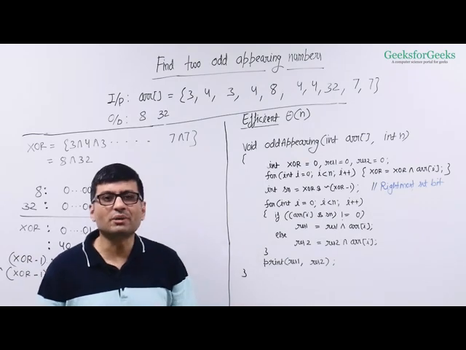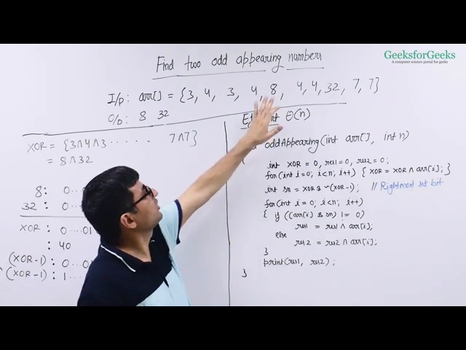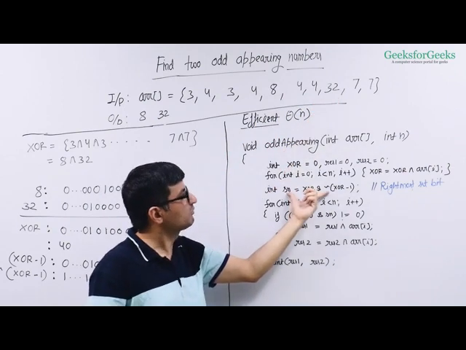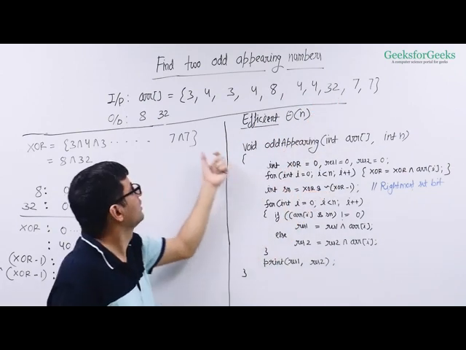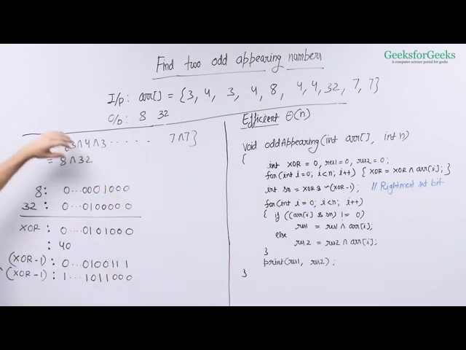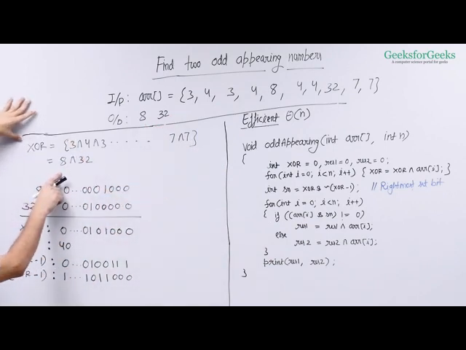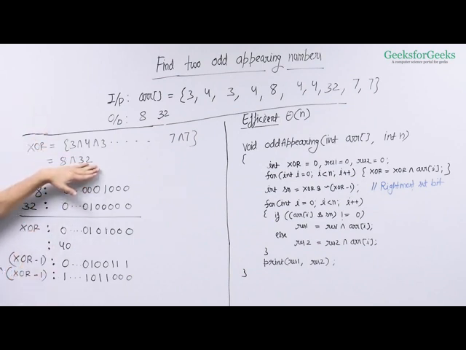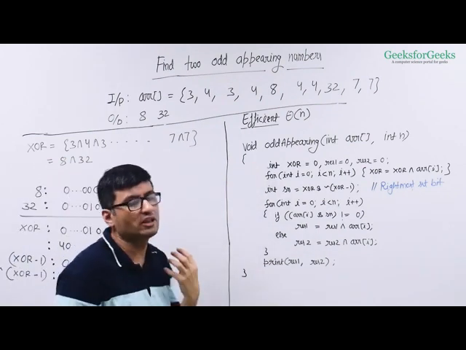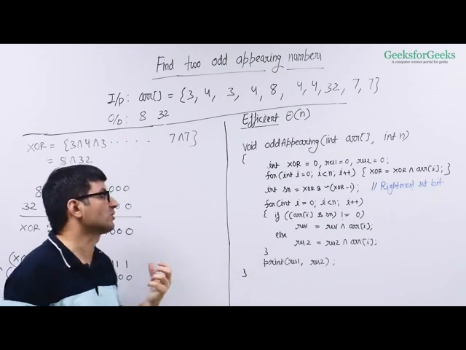I've changed the example here. I've taken two odd appearing numbers as 8 and 32 to better explain the working of this expression. So our output is 8 and 32. What we do in this algorithm is we do XOR of all the numbers. We get XOR of 8 and 32 because all the even appearing numbers cancel out each other. Now we use this expression to find the rightmost set bit in this XOR.